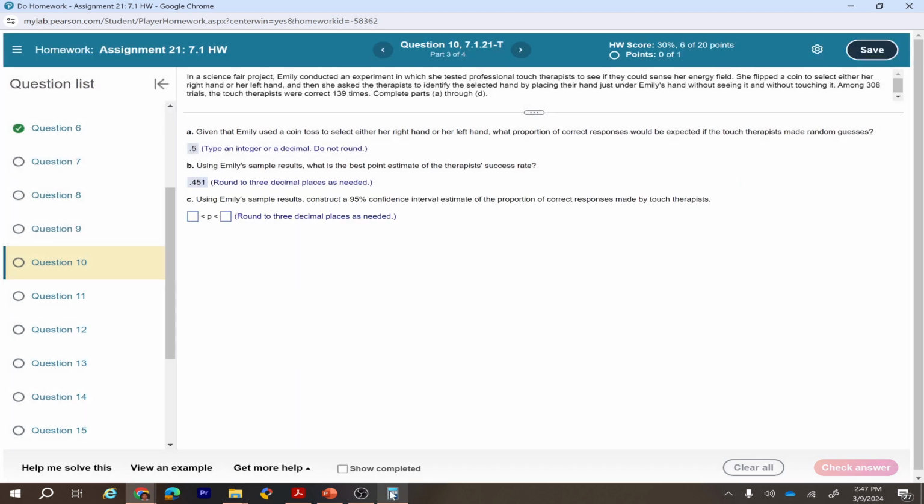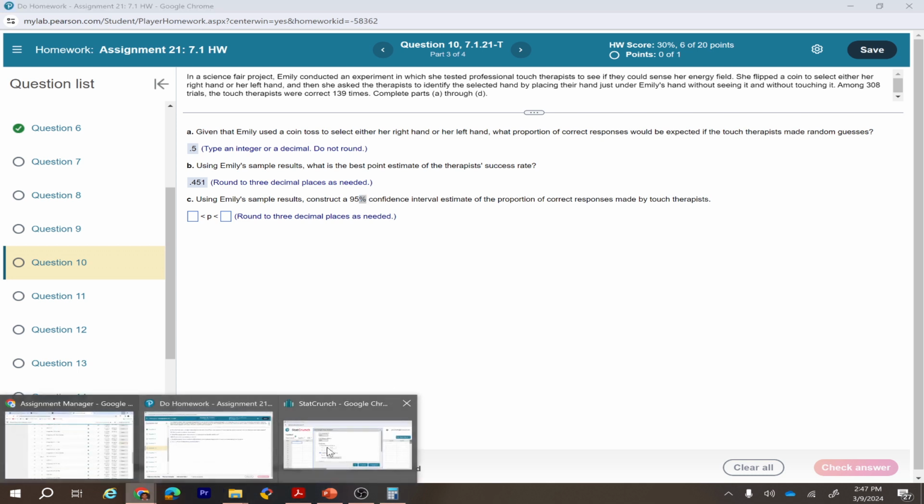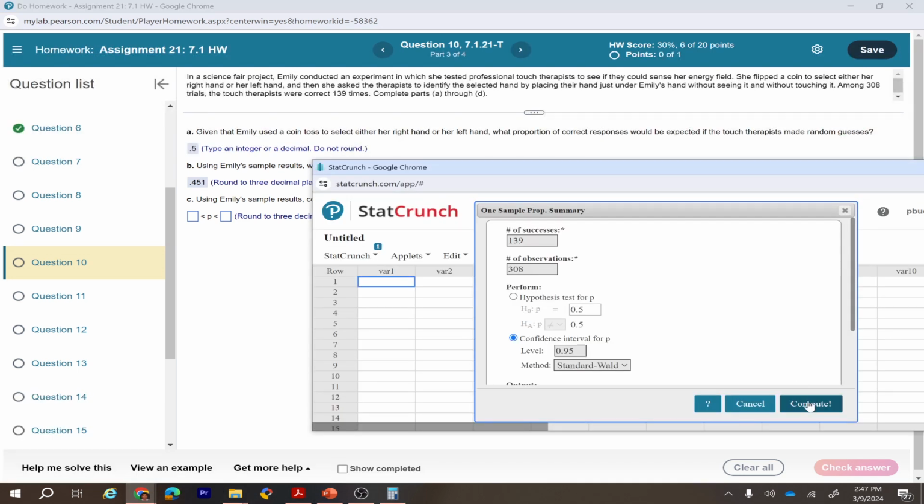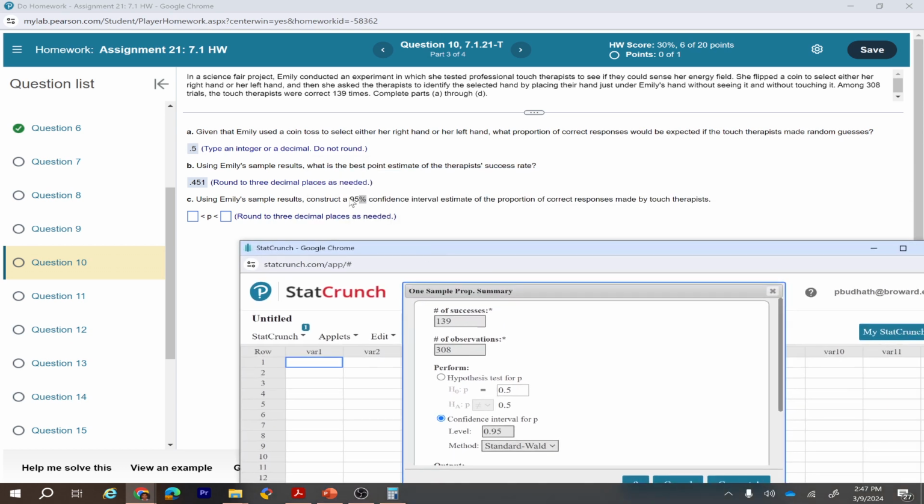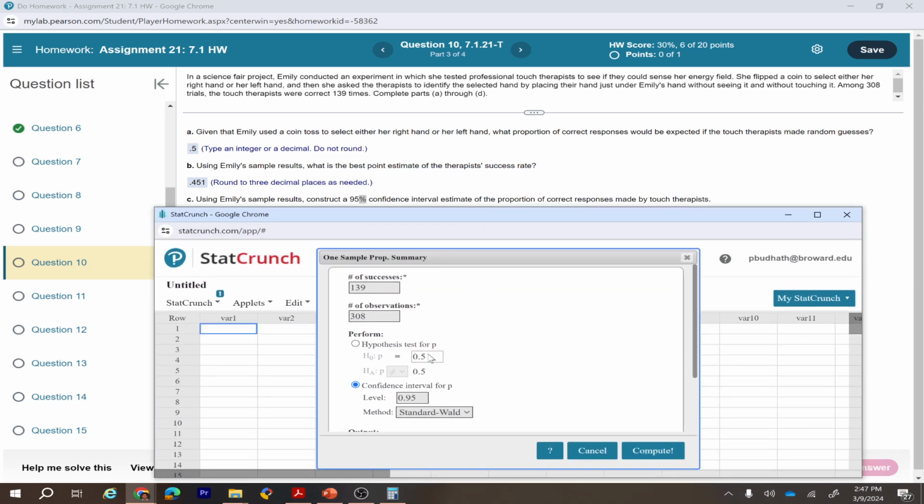That's the point sample proportion. And what is the confidence interval? Now we have given confidence level, so we can put that information. That's a 95% confidence interval. Before it was not given, that's why I could not use this calculator. To use this StatCrunch calculator, you need confidence level.